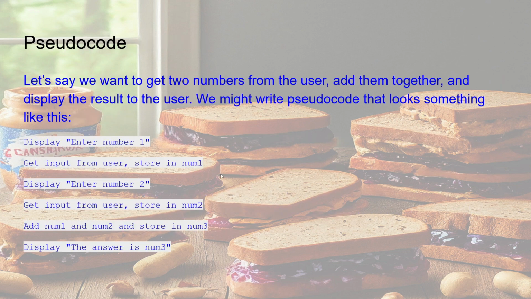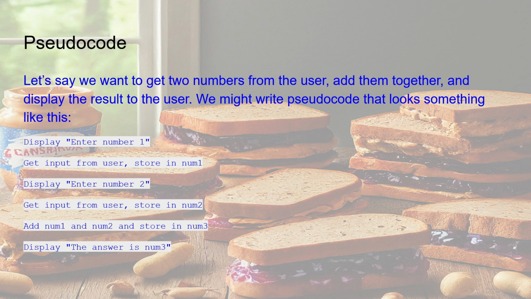So let's take a look at pseudocode first. Like I said, it's more than just plain English. The plain English description of this is: get two numbers from the user, add them together, and display the result to the user. That's the plain English description of what I want to do. That's not pseudocode.